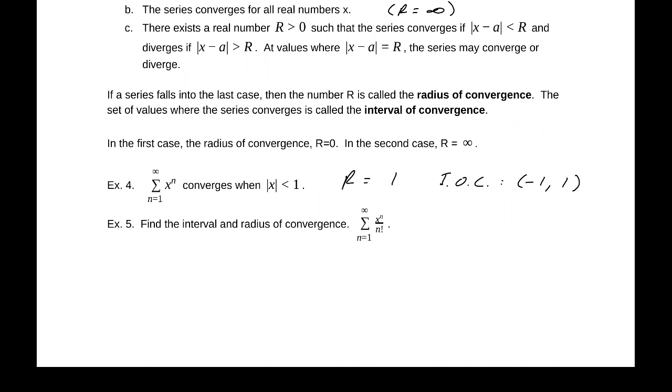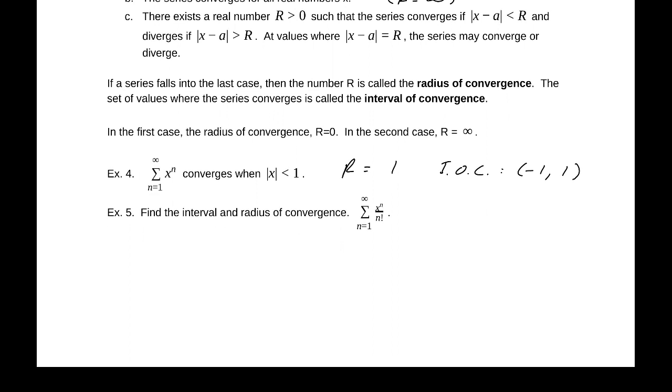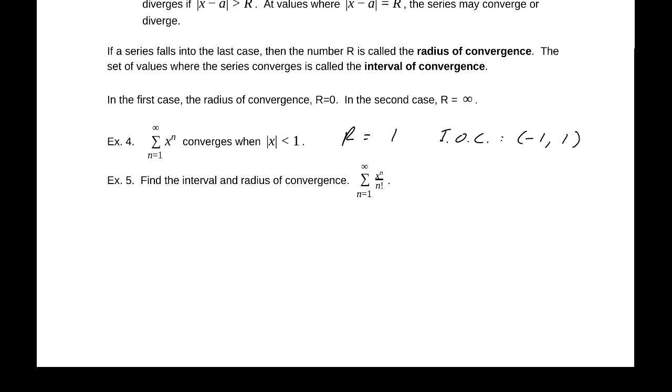All right, let's look at this one. Find the interval and radius of convergence of the sum of x to the n over n factorial. Now, this is not geometric, so we are going to use the ratio test. As a reminder, the ratio test is the limit as n goes to infinity of the absolute value of the n plus 1th term, so in this case x to the n plus 1 over n plus 1 factorial, divided by the nth term, x to the n over n factorial.